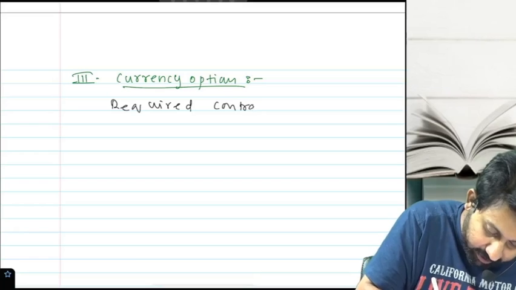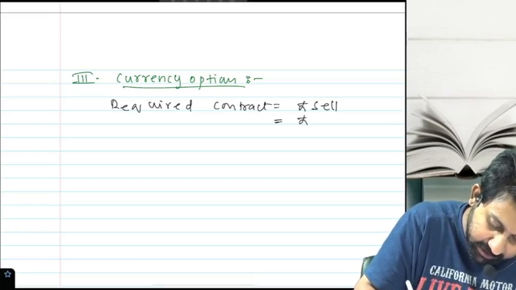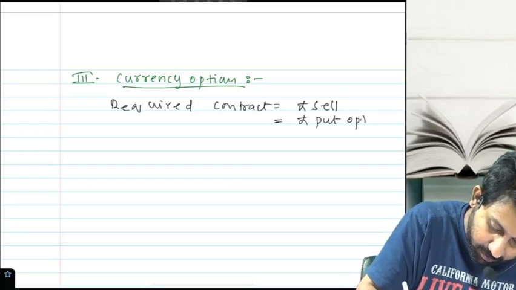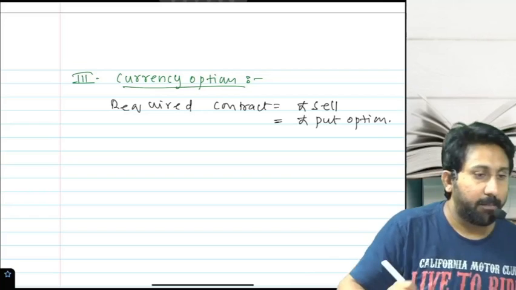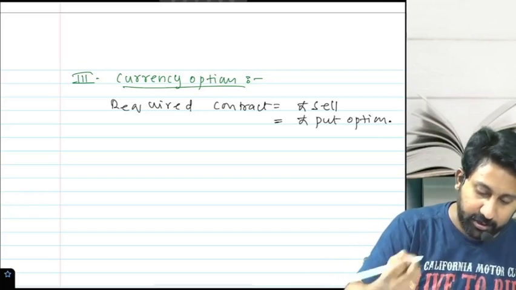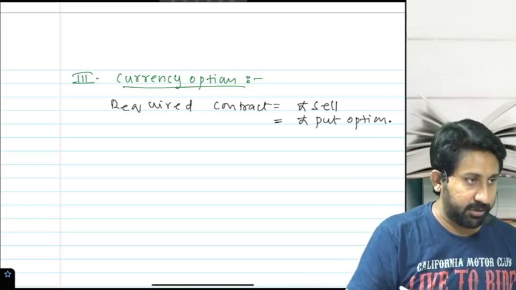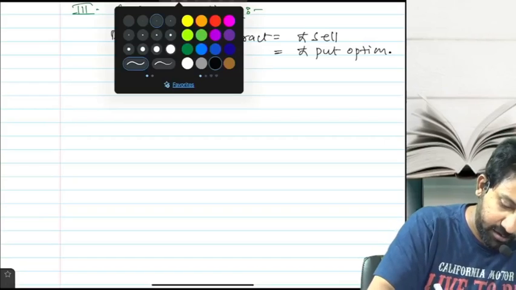The required contract is a pound sell, which means I need to enter into a pound put option. Which put option, sir? A pound put option. Okay, so I need to enter into a pound put option. Now listen carefully, one by one.